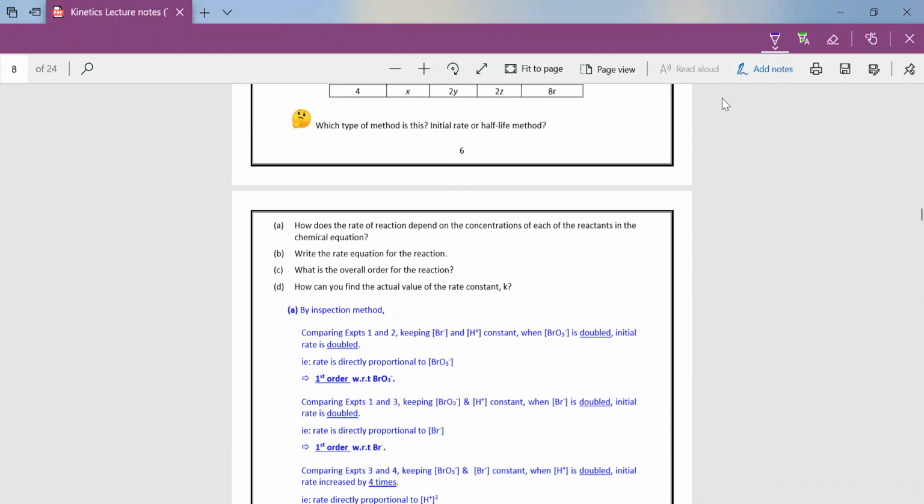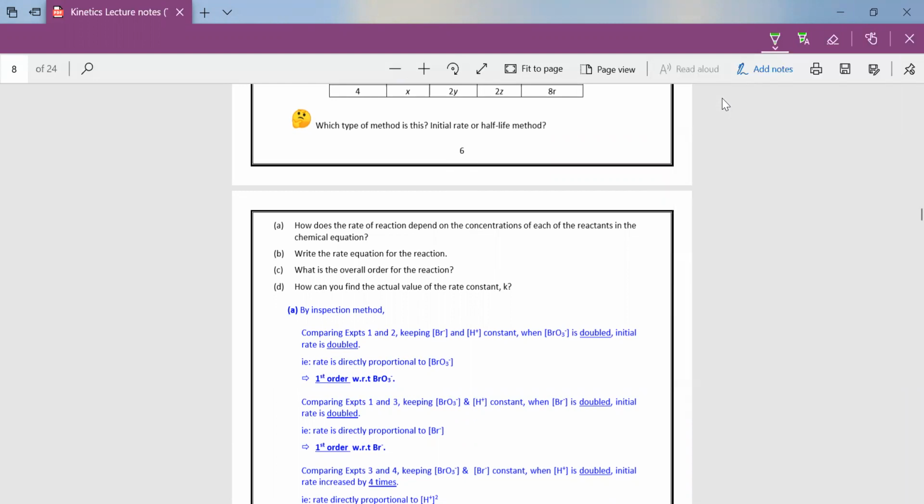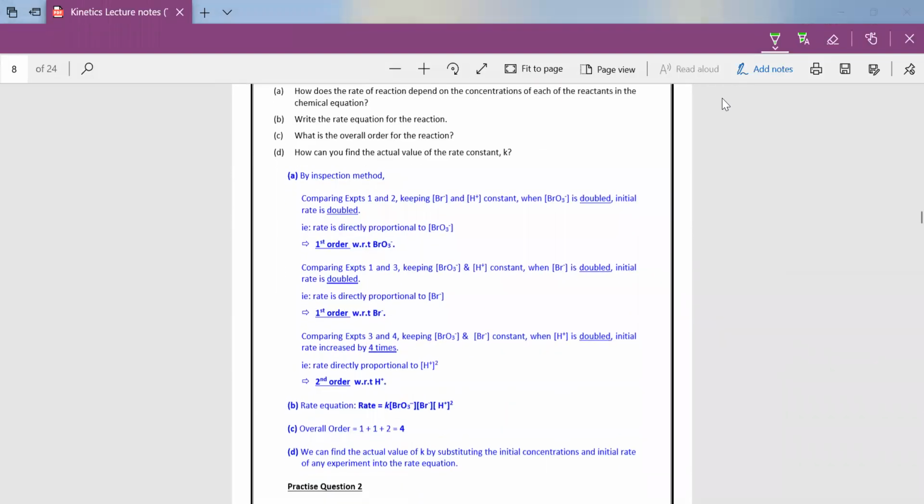So now we compare experiment 3 and 4. I'm going to use yet another color. Now we keep bromate and bromide constant. We double the concentration of H plus. You can see that the initial rate increased by 4 times. If it increased by 4 times when the concentration is only doubled, it means that the order with respect to H plus is actually 2, second order.